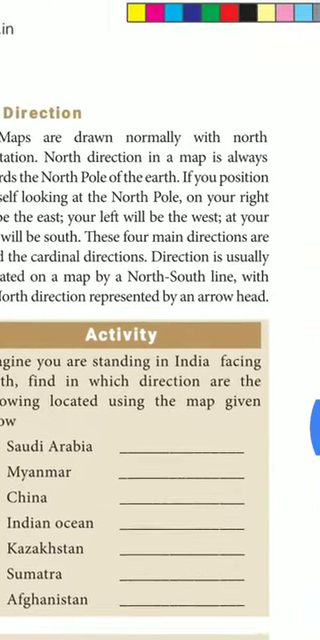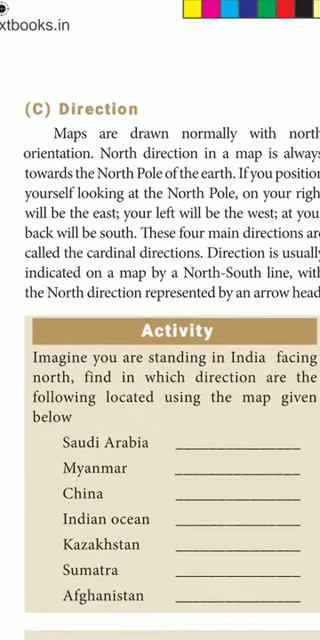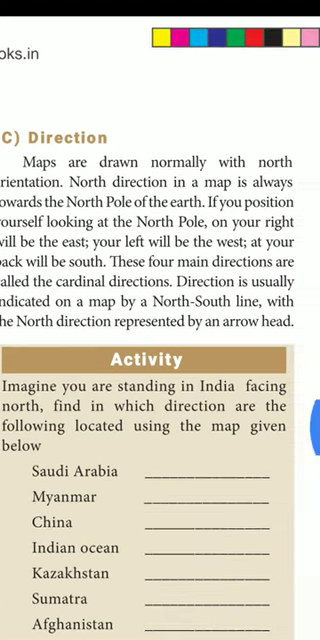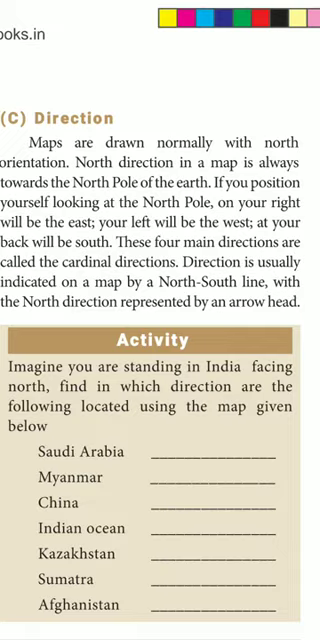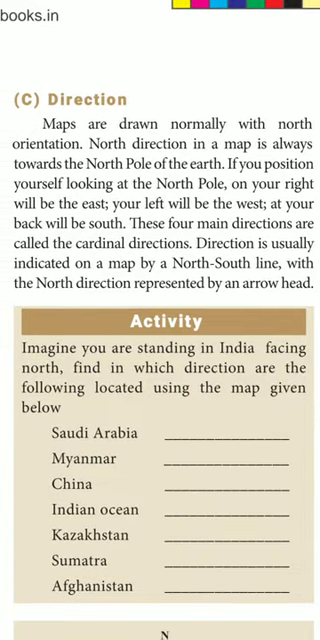Next one is the direction. What do you know about this direction? Already I told you, how many directions? You know only 4 directions, isn't it? But there are 8 directions. What are those 8 directions? Maps are drawn normally with the north oriented. North direction on a map is always towards the north pole of the earth. If you position yourself looking at the north pole, on your right-hand side will be the east and on your left-hand side will be the west. At your back will be the south.